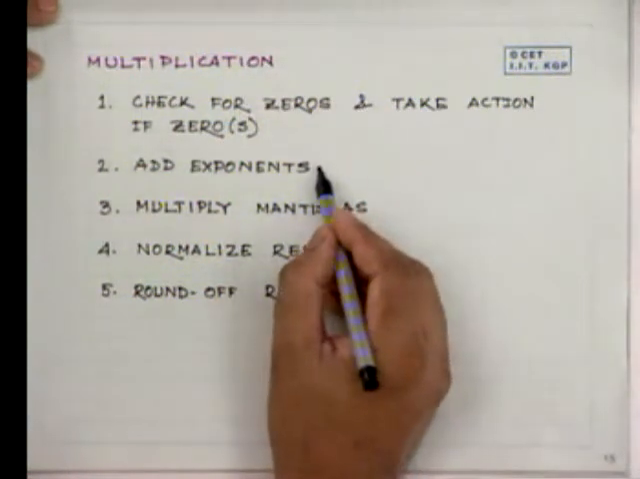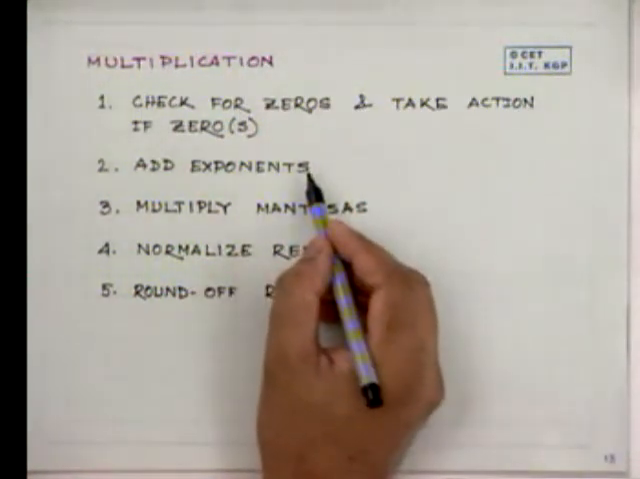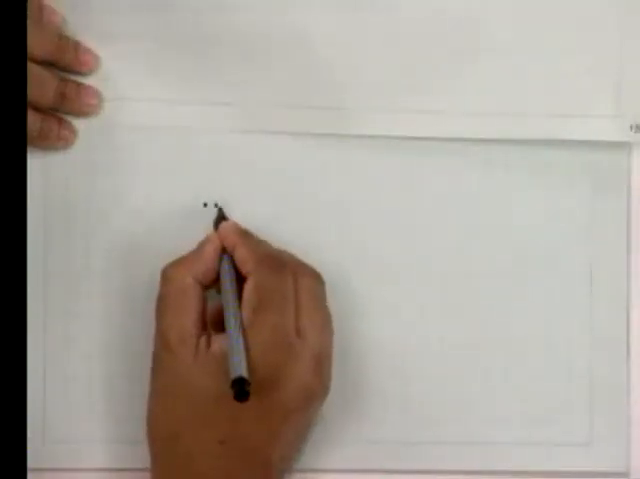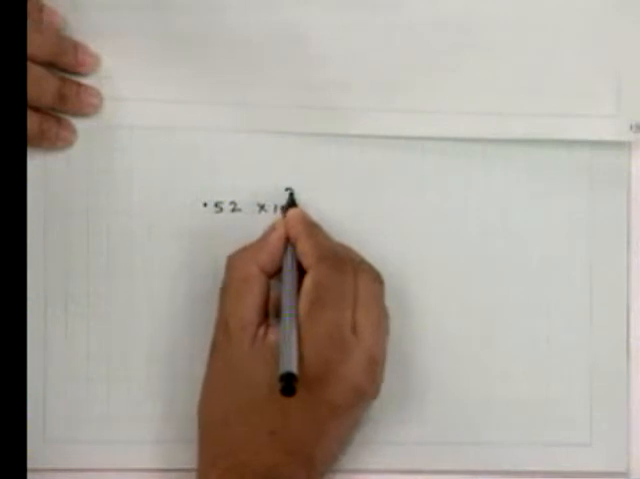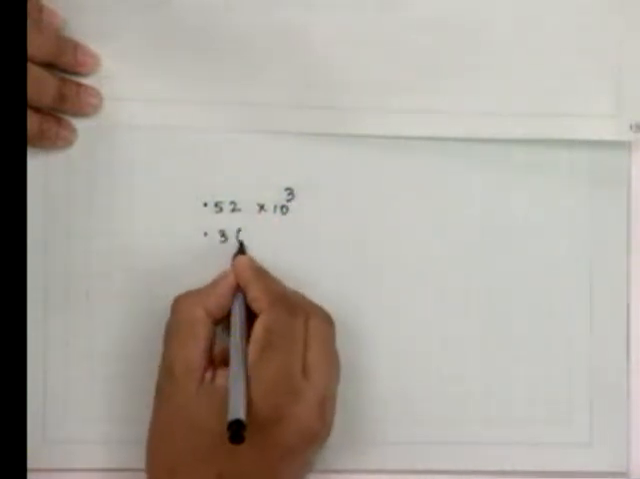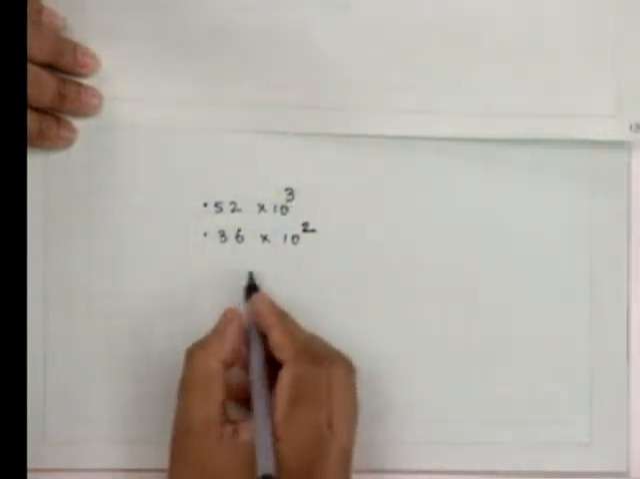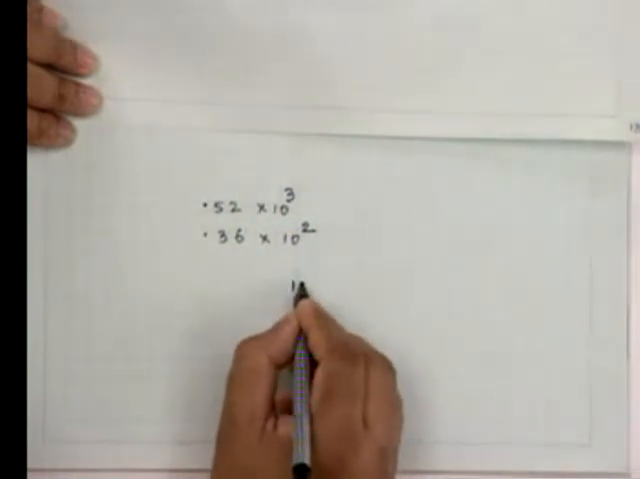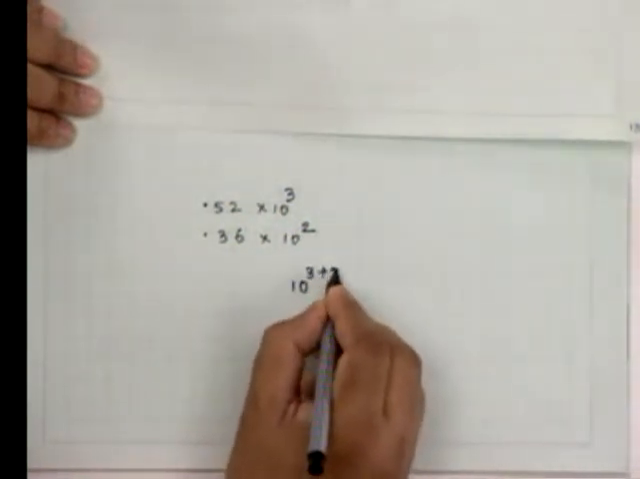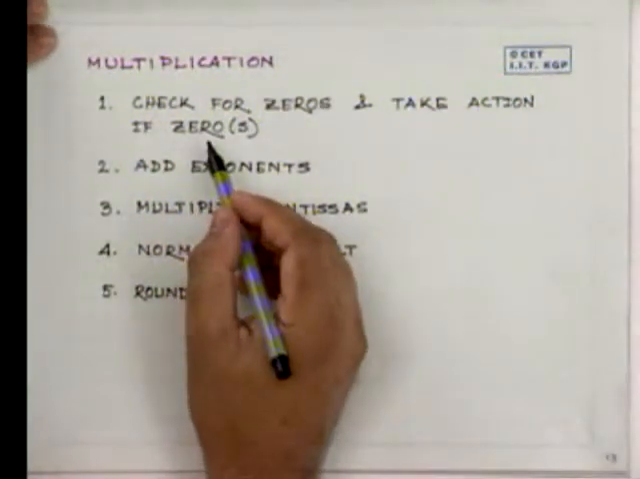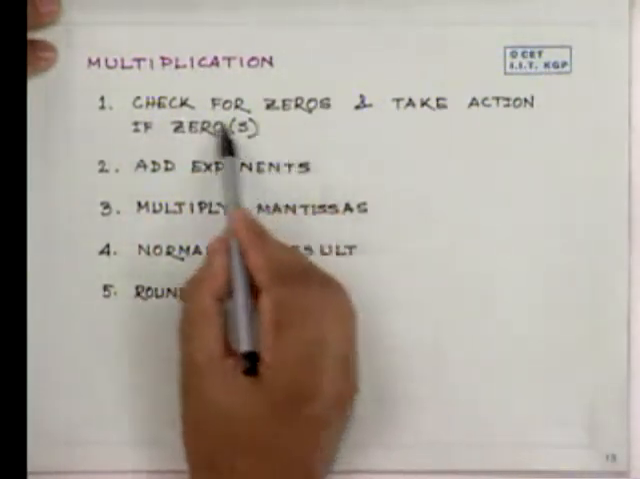Otherwise, we'll have to add the exponents. For example, when we multiply two numbers, say in the situation of decimal numbers, 0.52 into 10 to the power 3 and 0.36 into 10 to the power 2, then if we want to multiply them, we have to do addition here, 3 plus 2, and these two mantissas are to be multiplied.